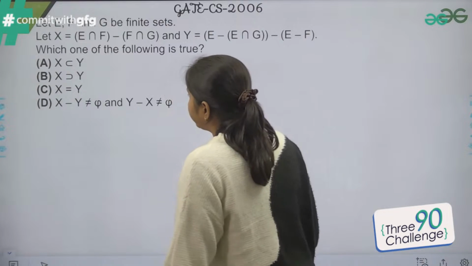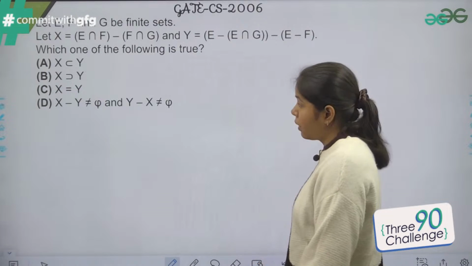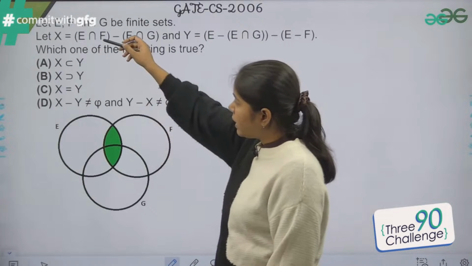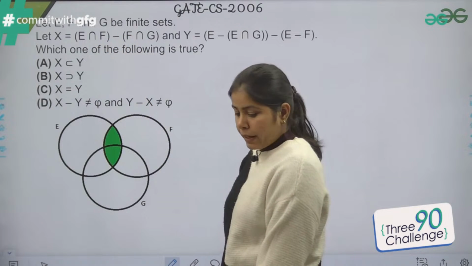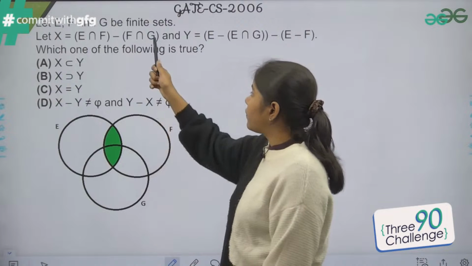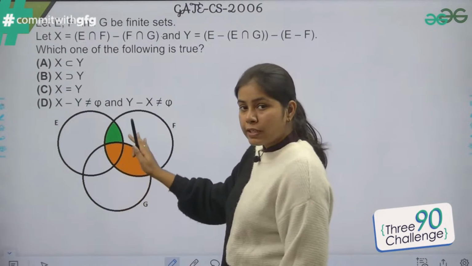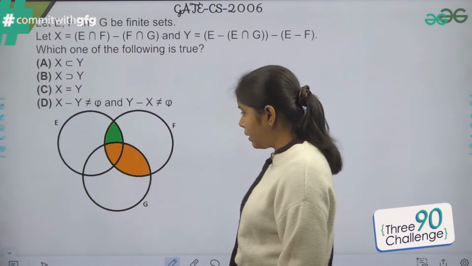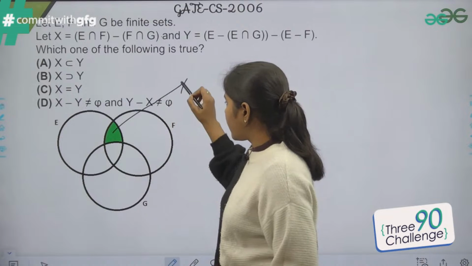So let's try to draw a Venn diagram here. If I talk about E intersection F, this green portion would be E intersection F, and I have to subtract F intersection G. This is F intersection G. If I subtract the orange portion out of the green, what would I be left with? I am left with this. This is my X portion.